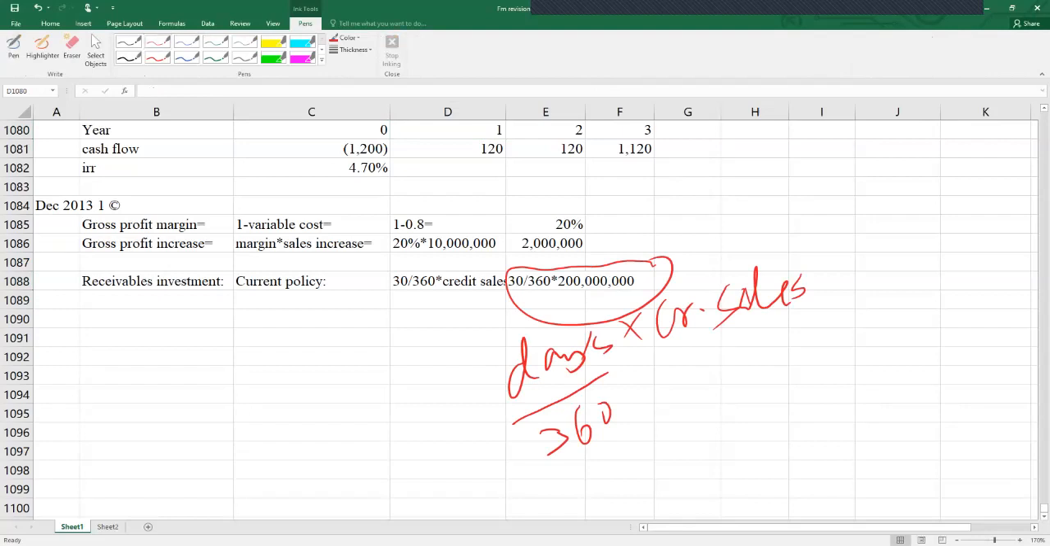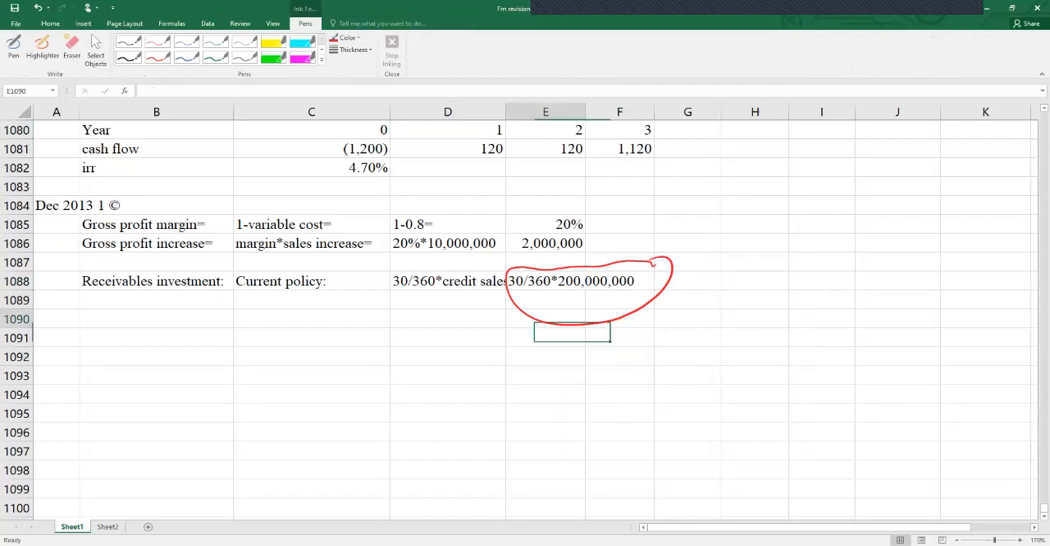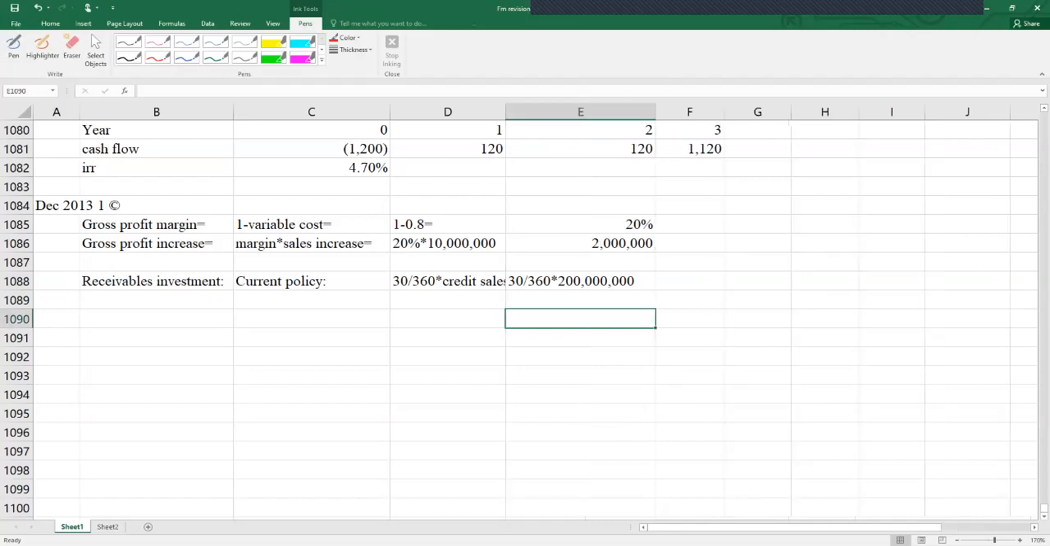Clear? In case of question, let me know. Okay, so having done that, then I think you can get the number of days. How many days? What's the investment you get?